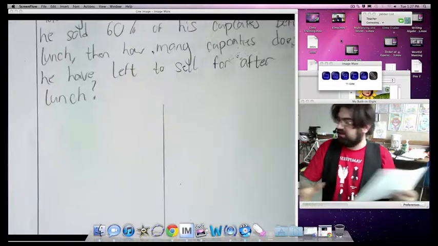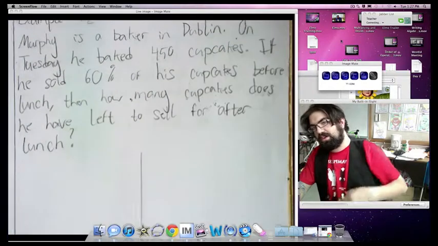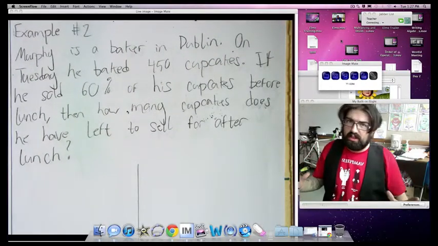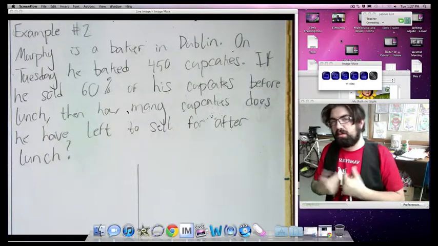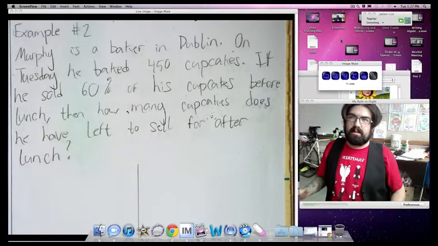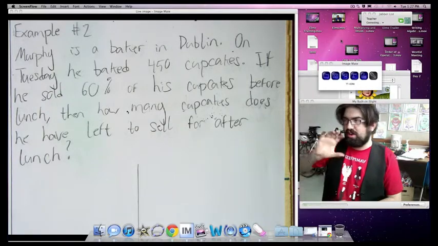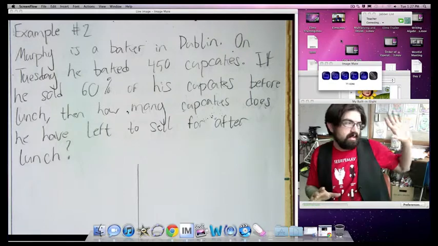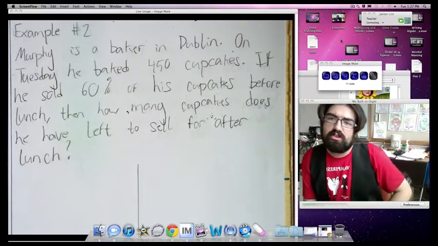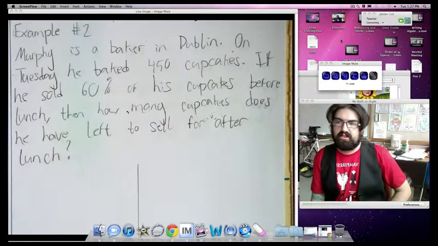Example number 2, which is also dedicated to Tammy. Murphy is a baker in Dublin. He's in a different side of Dublin because him and Doyle, they're brothers. So like they work in the same place. Well, they work for the same company, but on different sides because Irish brothers, they are a little violent. So this guy's like in North Dublin, and that guy's in South Dublin. Like they get together for things. Never mind.